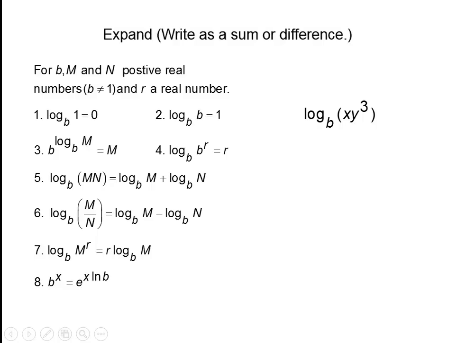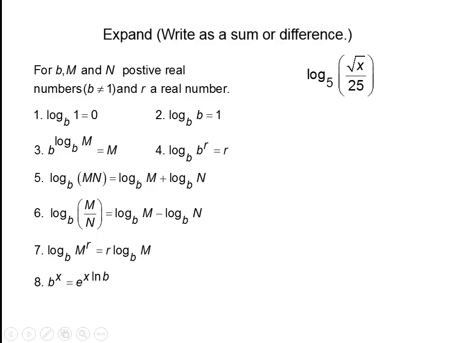The first thing we're going to do is use property number 5 and write the product as a sum. We're then going to shift to property 7 and write the exponent as a factor. Now, looking at both terms, there's no other property that will move us forward, and so we're done.